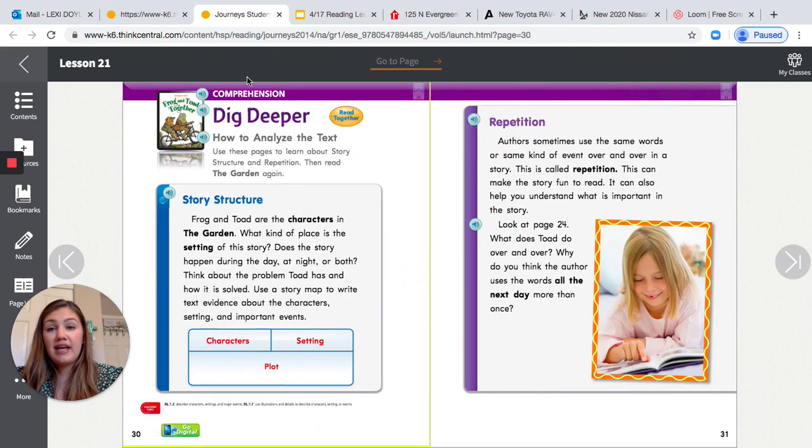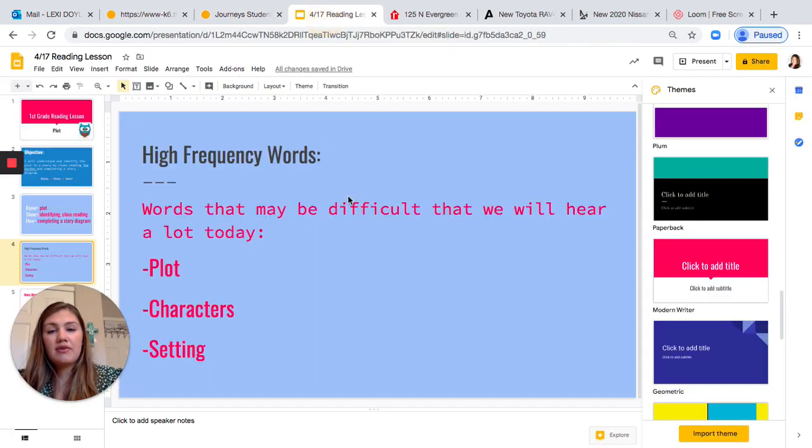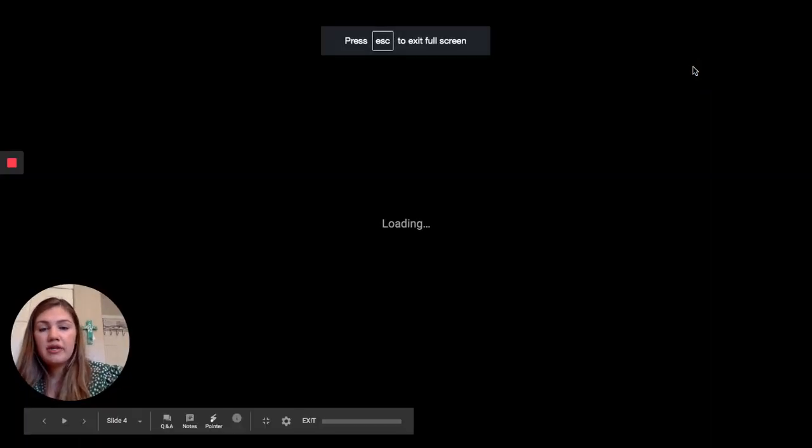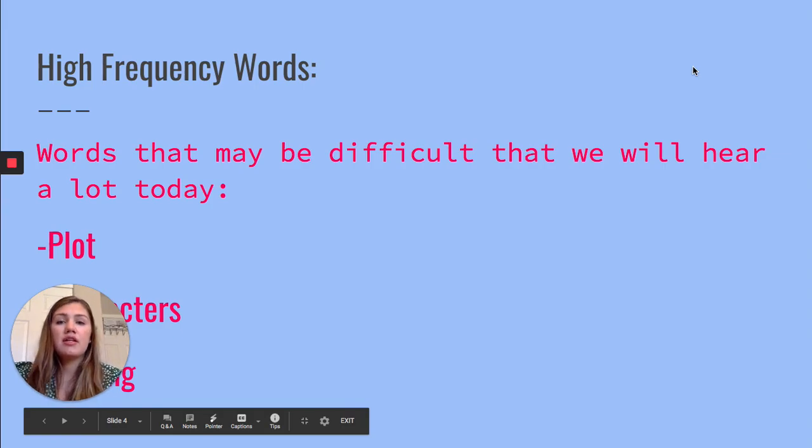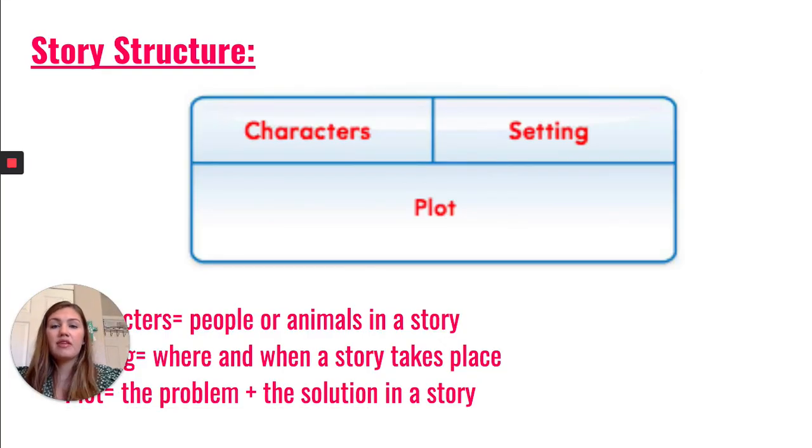All right, so that is the whole story. So now we're going to review the diagram of story elements, and then we are going to fill it in with our own story elements from the garden. Just to review, at the top corner we're going to put characters. Next to that we're putting the setting, and then in the big box on the bottom we're putting the plot. So we're identifying what the problem and the solution was in the story.